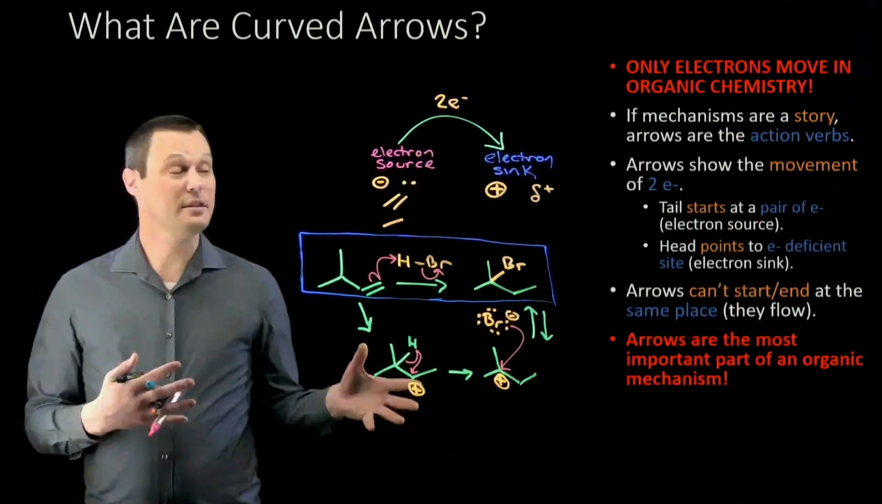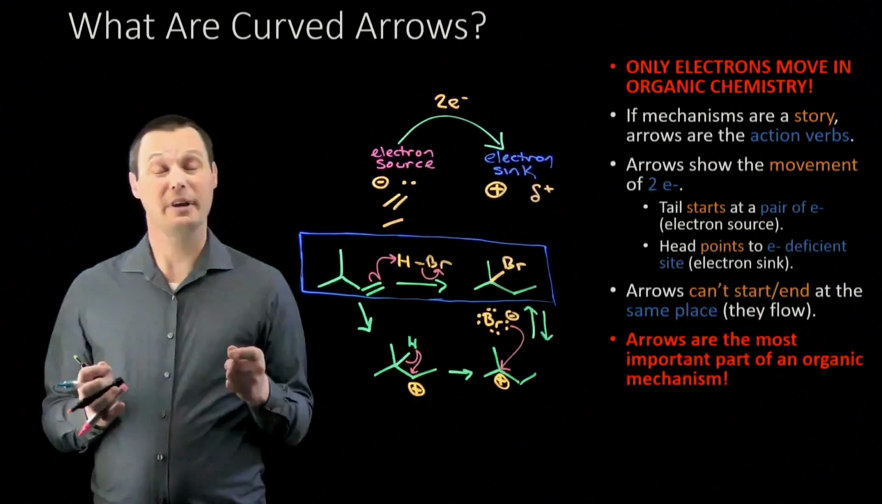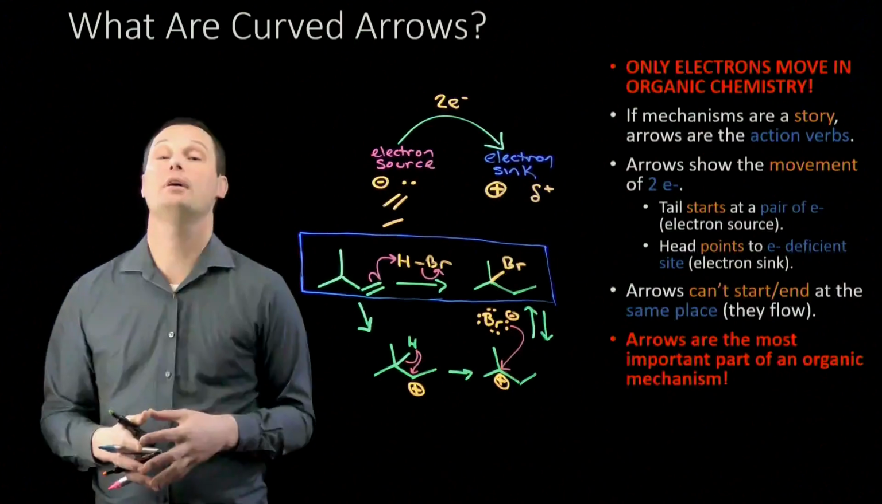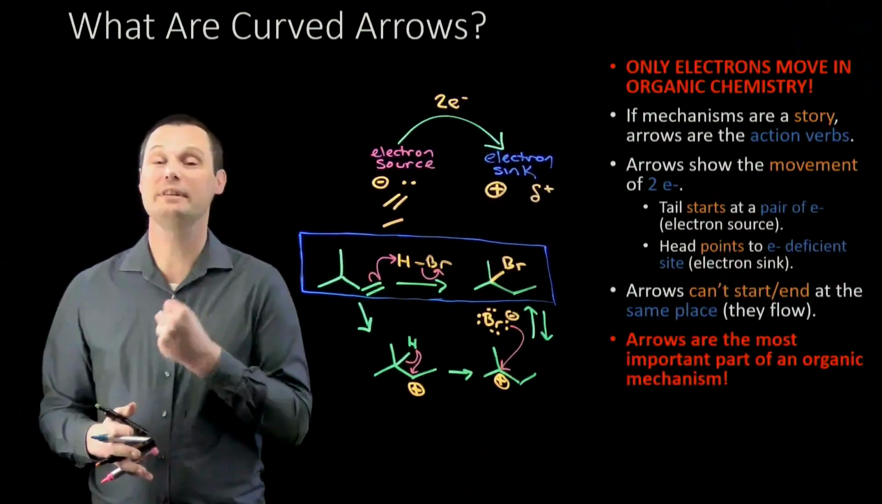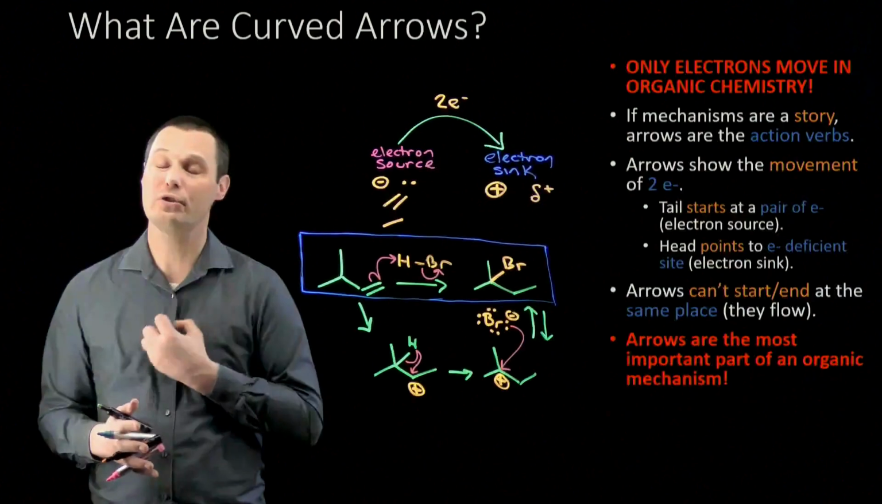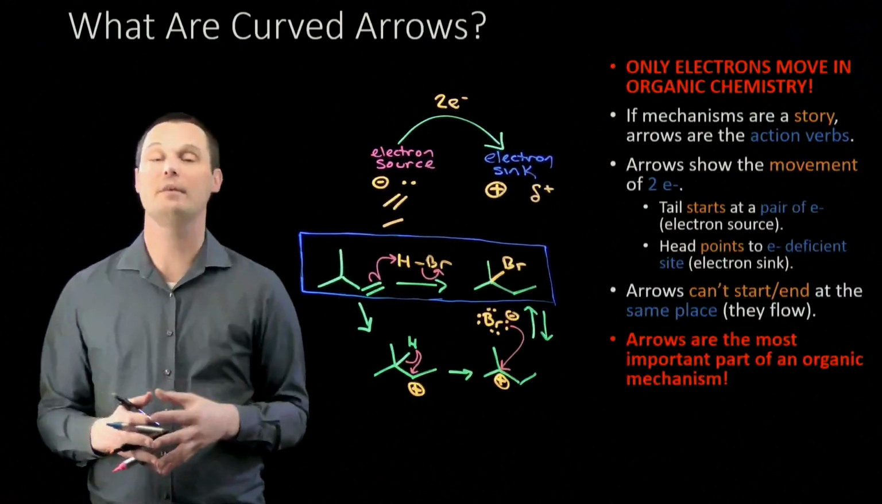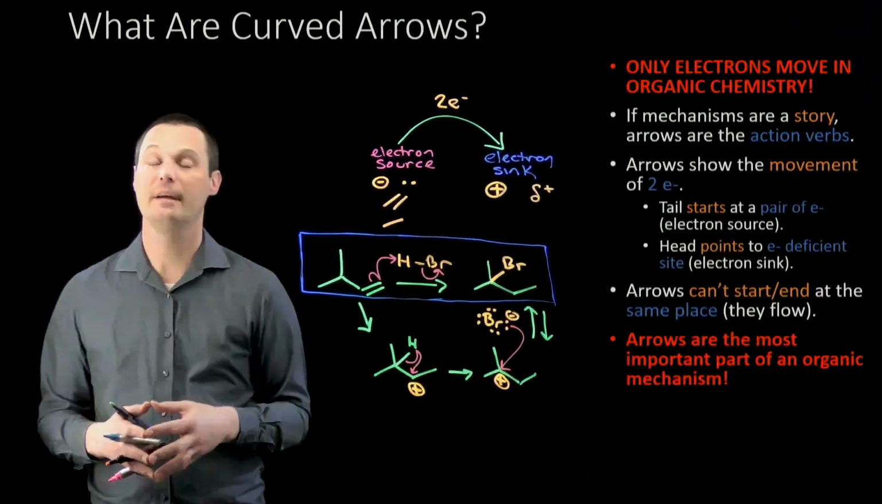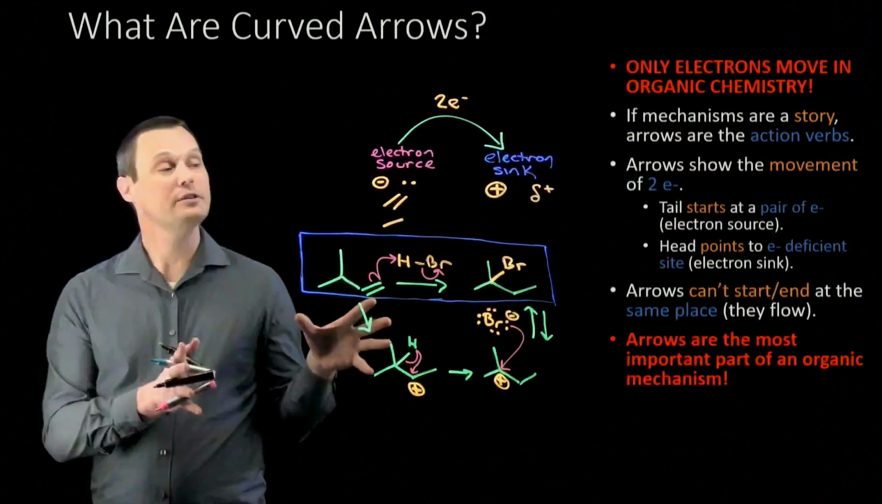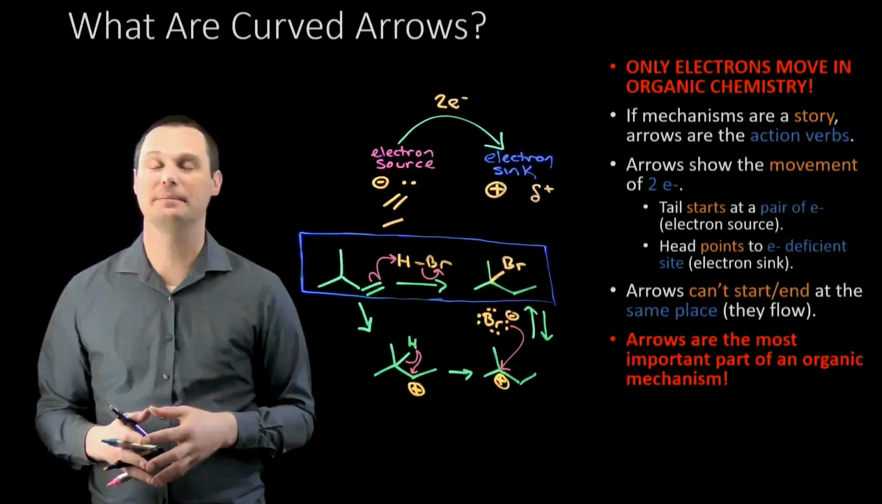I'm going to end this video on the same soapbox that I started on. Curved arrows are the most important part of organic chemistry. You cannot truly succeed at organic chemistry until you internalize the story of curved arrows and what they mean and what they tell about a mechanism. If you want to be an OChem ninja, understanding curved arrows is a great place to start.